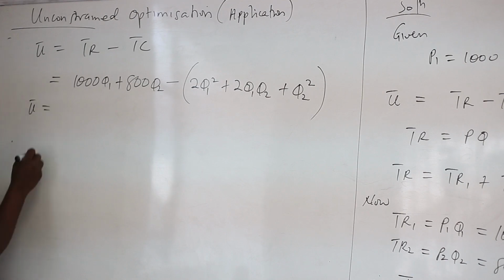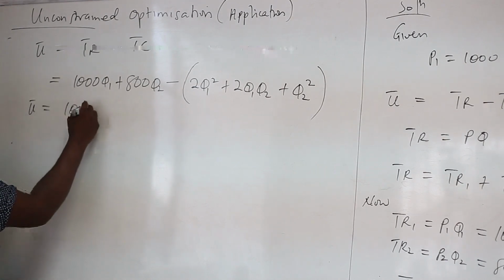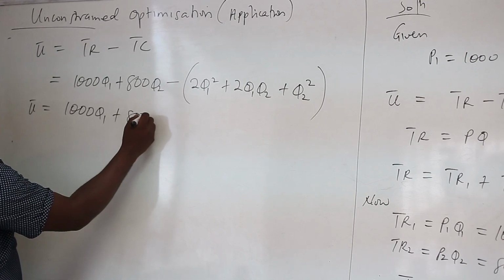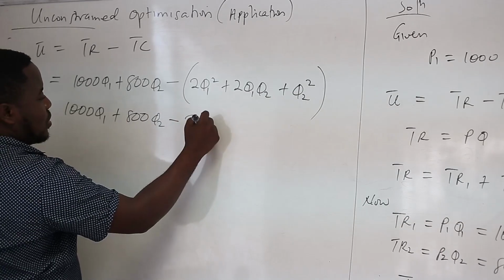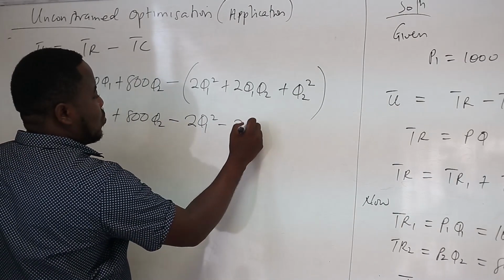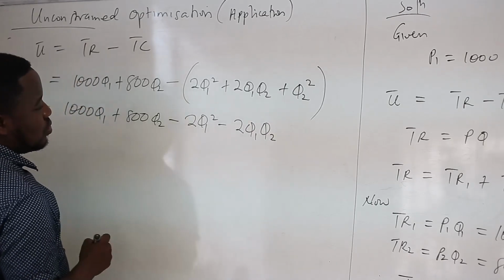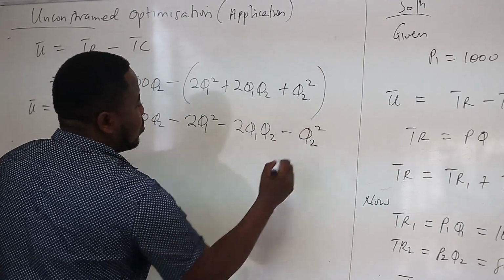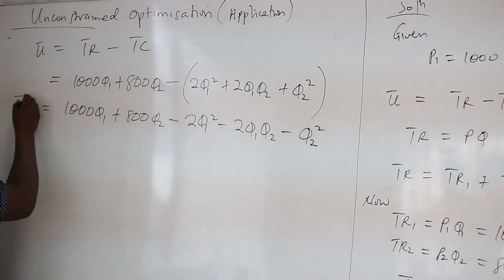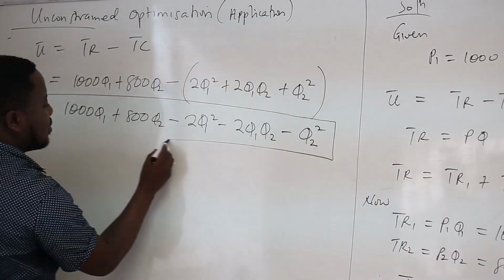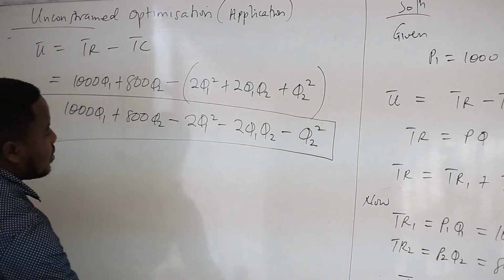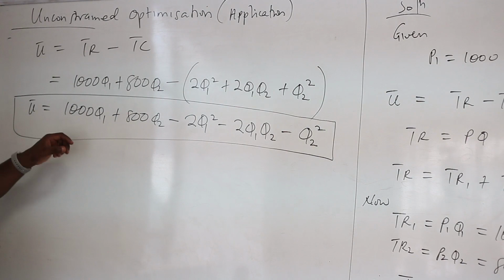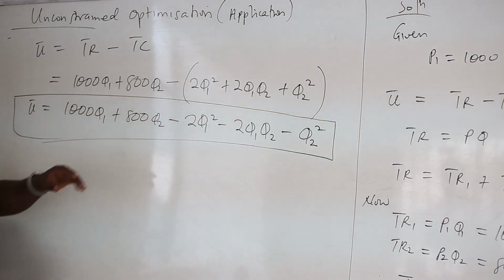So our profit is equal to 1,000 Q1 plus 800 Q2 minus, so minus affects everything, so we have minus 2 Q1 squared minus 2 Q1 Q2 and minus Q2 squared. So this is our profit function. So here at this point, we cannot simplify this function. So we just leave it like this.